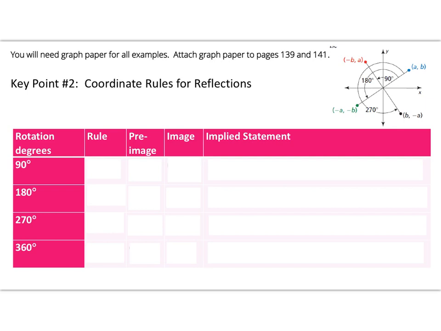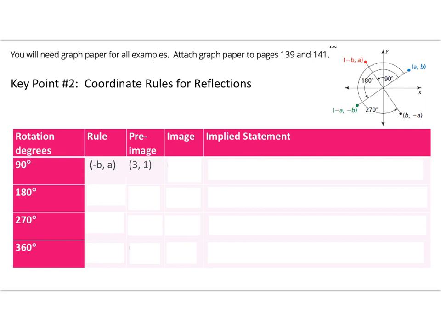You will need some graph paper to help you with various examples, and just attach it to pages 139 and 141. All right, so when we're rotating counterclockwise by a certain number of degrees, we've got 90 degree increments. So we've got 90 degrees, 180 degrees, 270 degrees, and then a full circle is 360 degrees. So our rule for 90 degrees: we take our two values within the coordinate, switch, and then we have the opposite of that B value.